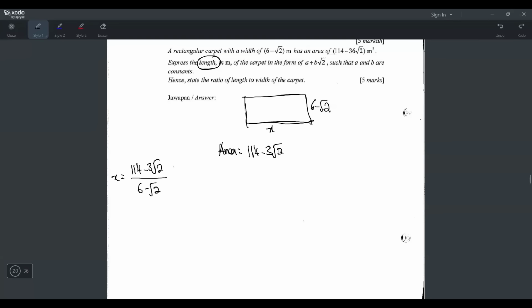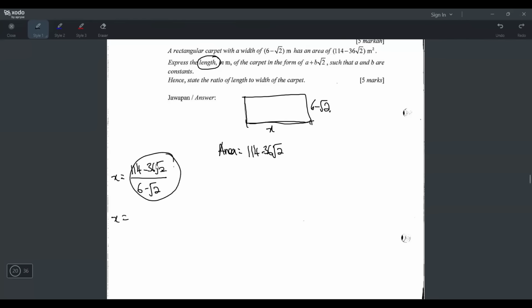Okay, I tertinggal satu benda here. This is 36, not 3. So saya silap sini ya. So let me betulkan. This one is 114 minus 36 square root 2. So sini pun 36 square root 2. Okay, now we can start to find x.